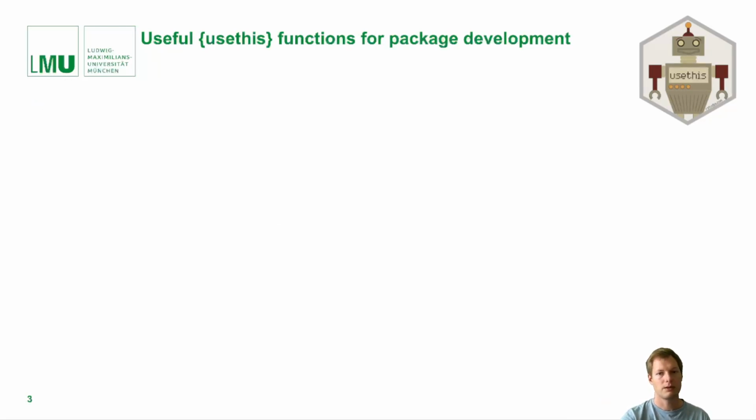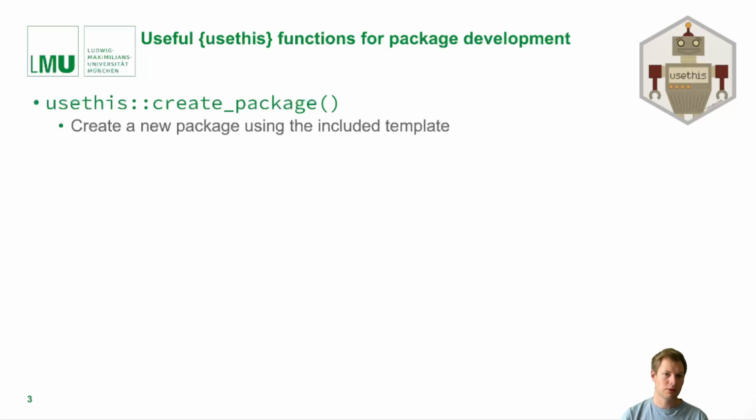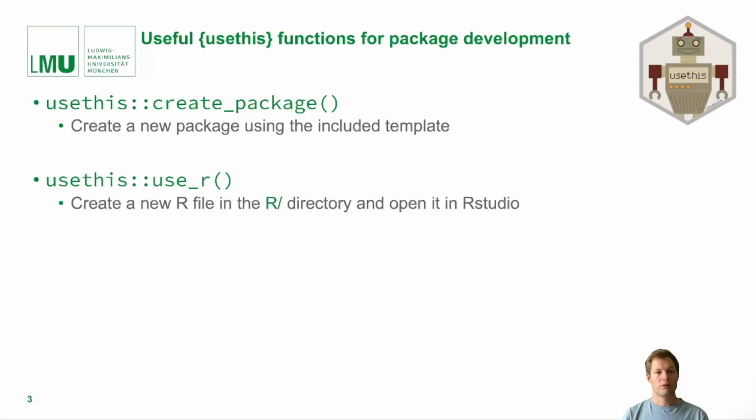Some of the most useful ones for package development are first use_package... rather, create_package. This is basically the same as creating a new package in RStudio with some very slight differences. It's a really convenient way of creating a new package, and it asks you all these questions to create all the necessary files. There is use_r, which creates a new R file in the R directory where you're working right now, and it will automatically open the file in RStudio. So it's a more convenient way of creating new R files than using create new file, save. Again, this just makes many small things faster.